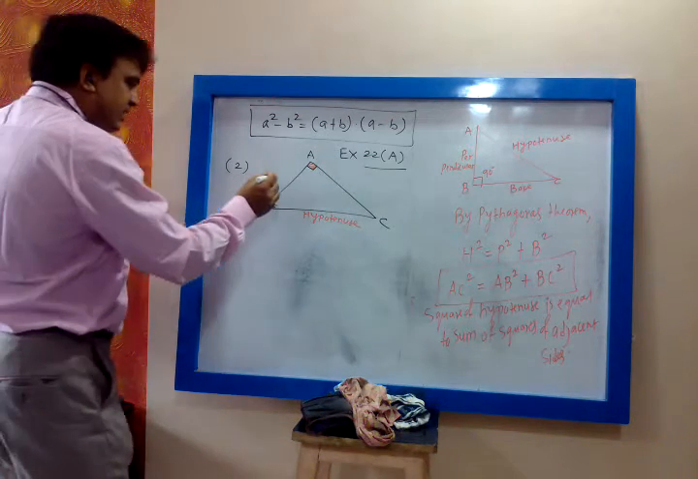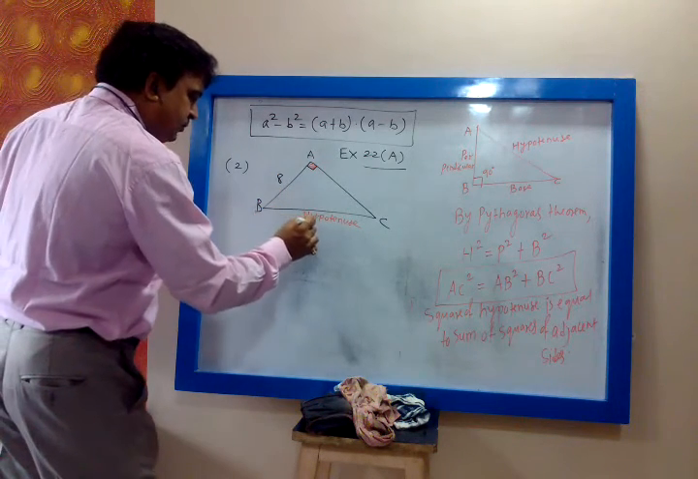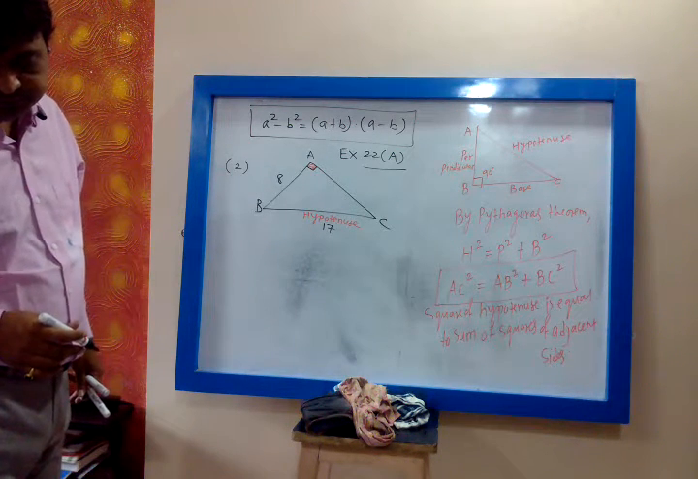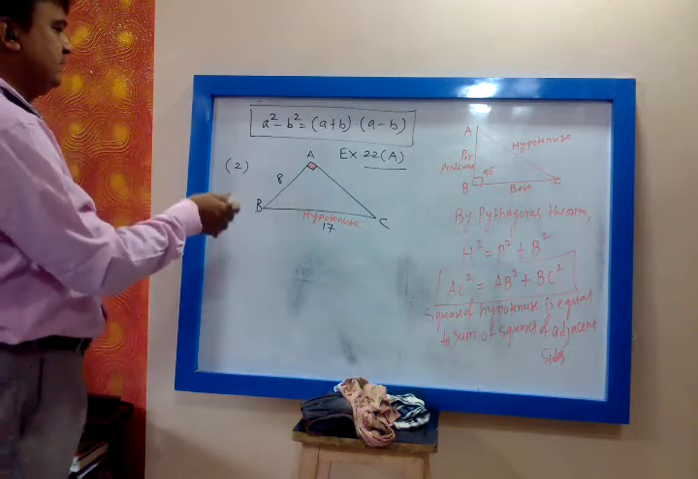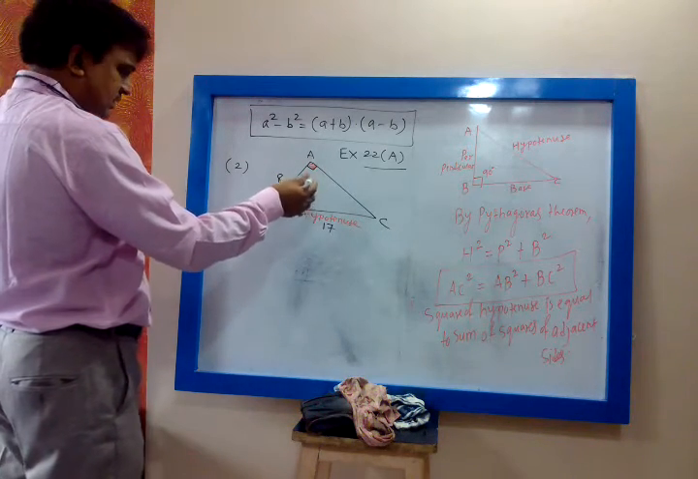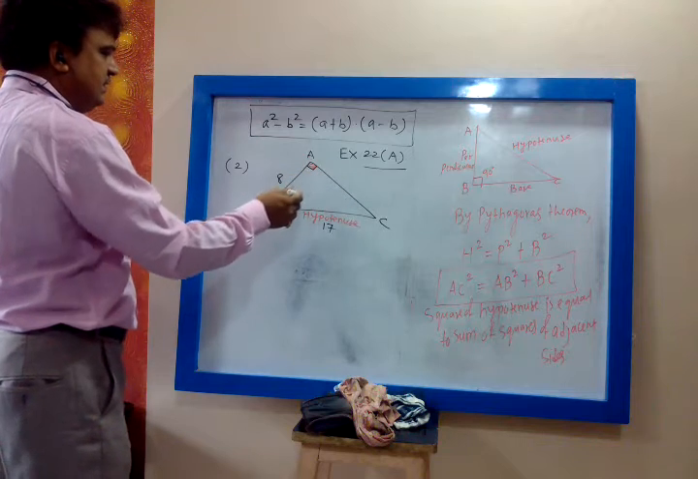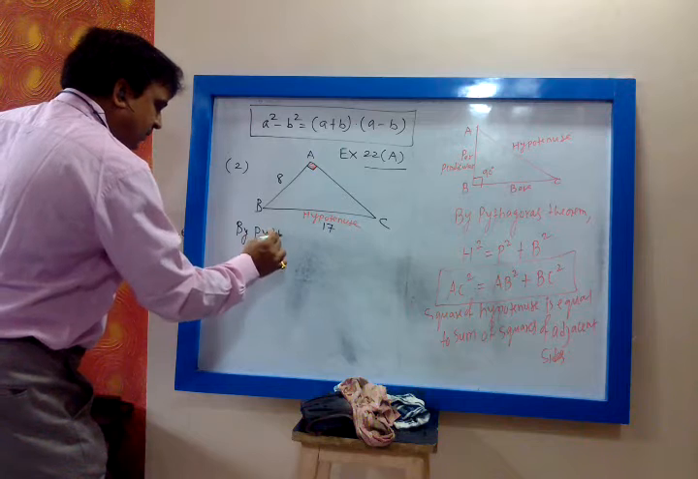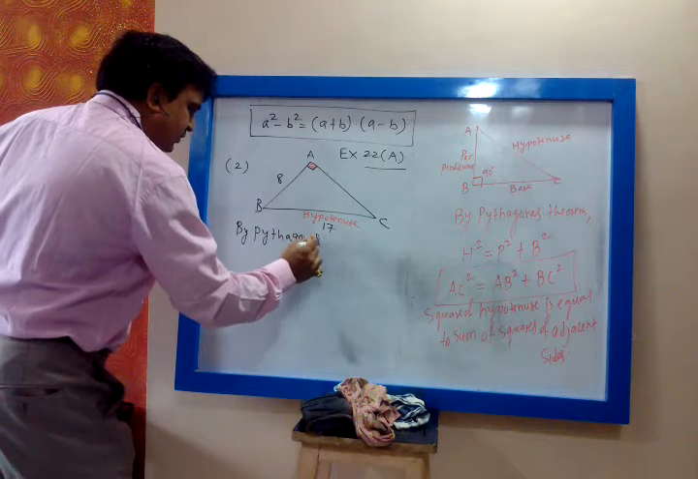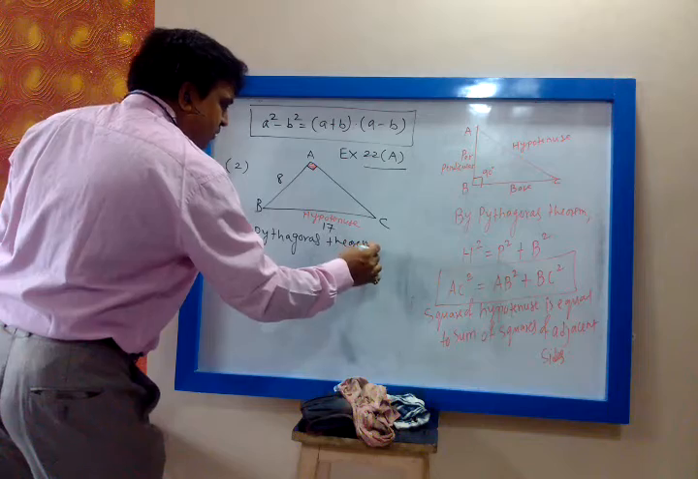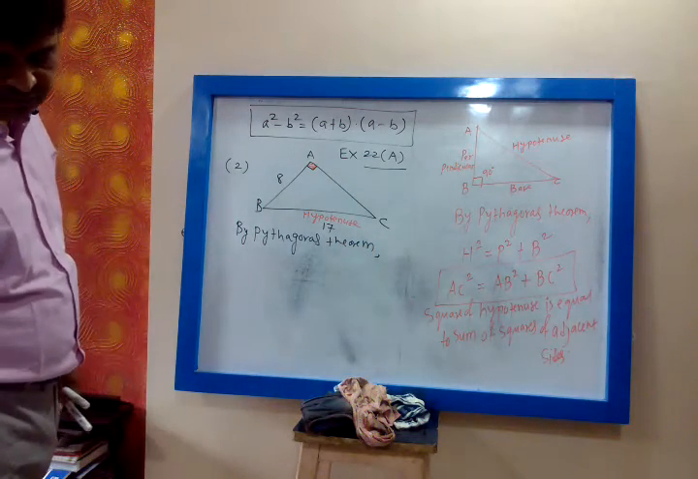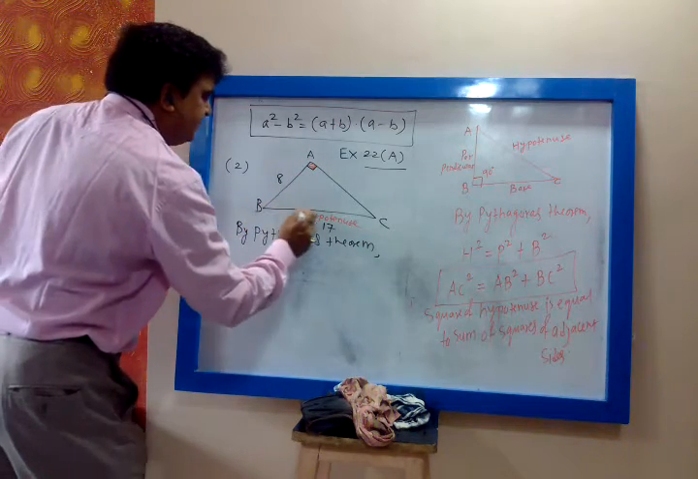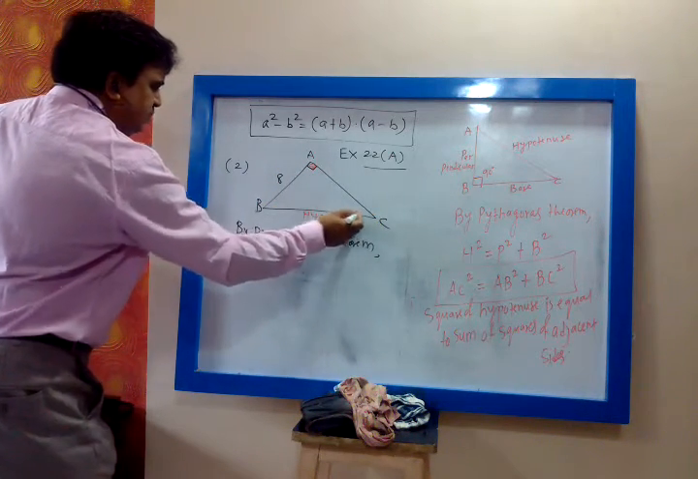Now AB is given 8. BC's hypotenuse is given 17. Okay. Then find the values of the following. So before that, first we find AC. So by Pythagoras theorem, first you find AC. By Pythagoras theorem, what you will get? Tell me. BC is my hypotenuse.